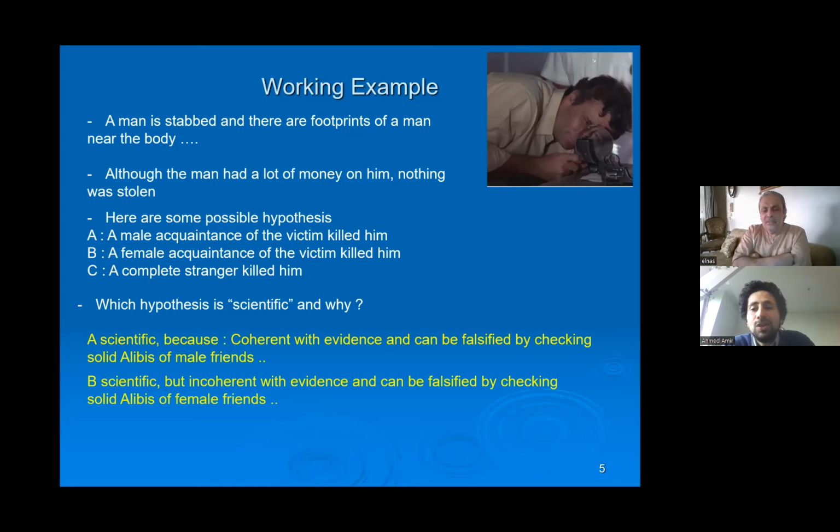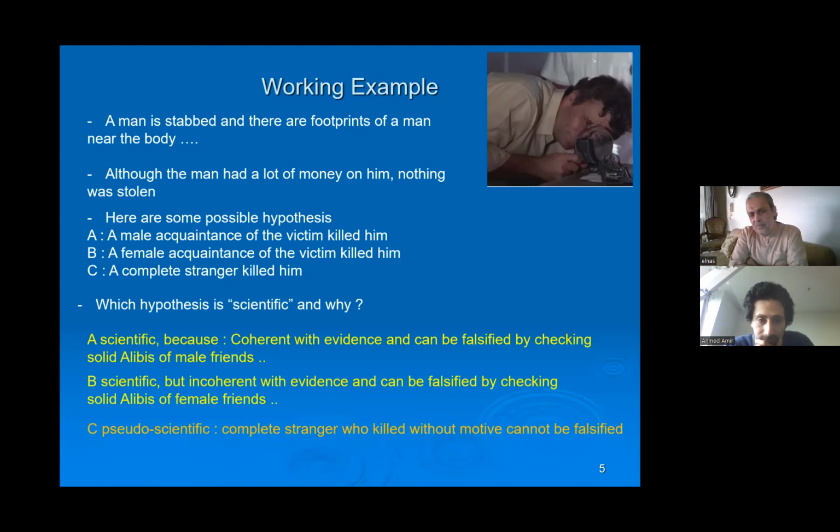Yeah, it depends on our knowledge about this person and his acquaintances as well. Is it a foreign person? No, even suppose that he has only a small number or a big number of acquaintances. C says that a complete stranger killed him, and this complete stranger has no money motive. Also, he didn't take the money from him. So actually, C is pseudoscientific.